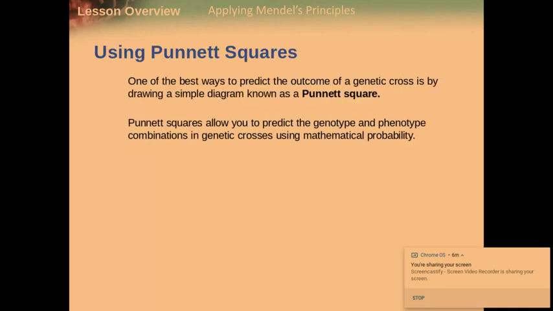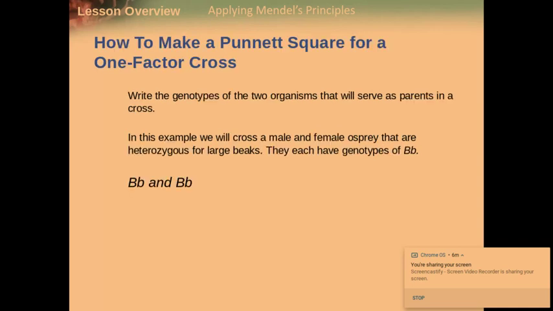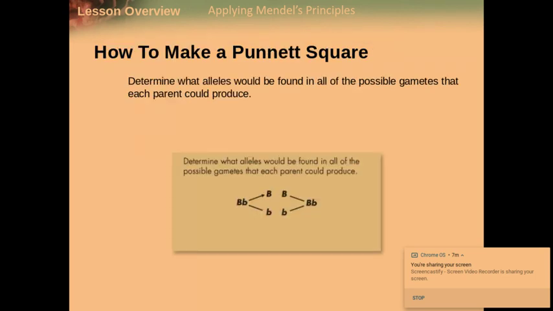One of the best ways to predict the outcome of a genetic cross is by drawing a simple diagram known as a Punnett square. Punnett squares allow you to predict the genotype and phenotype combinations in genetic crosses using mathematical probability. Write the genotypes of 2 organisms that will serve as parents in the cross. In this example, we will cross male and female osprey that are heterozygous for large beaks. So we're going to use big B and little b. They each have genotypes of big B and little b. So there are your possibilities.